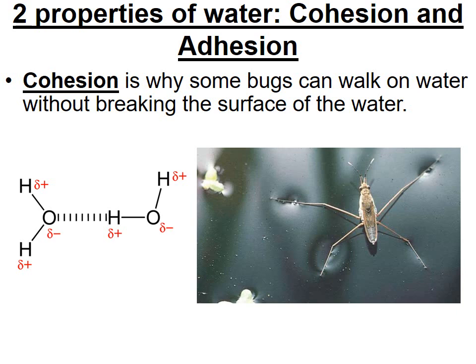So here we can see a really cool effect of cohesion. You can see an insect walking on water. The insect is not breaking through the surface of the water because the water has a very, very strong surface tension. Basically, it means it's very hard to break that surface. And that's because of cohesion. The water molecules are kind of sticking together due to this hydrogen bond caused by the polarity of the molecule.